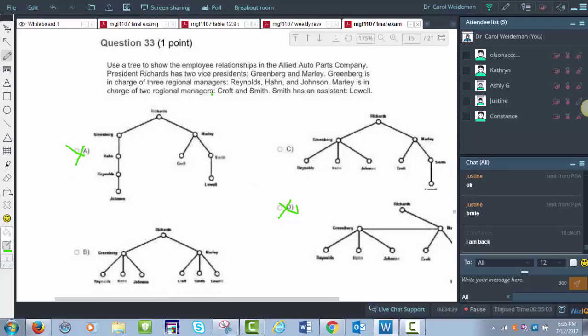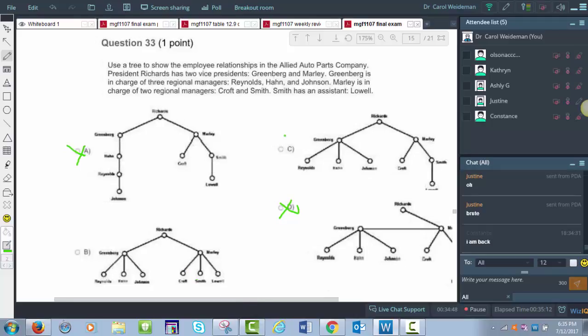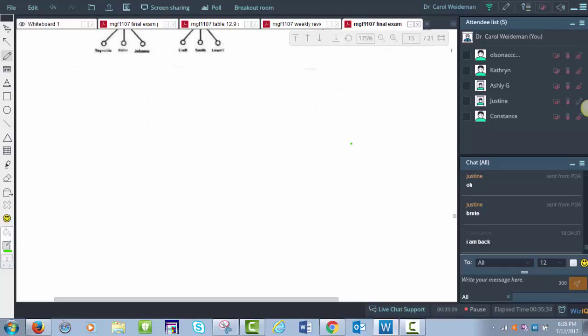Marley's in charge of 2 regional managers, Croft and Smith. That looks good. And then Smith has an assistant, Lowell. On this one, it looks like Lowell reports to Marley. This one over here shows that the assistant is going to Smith. So this is the correct graph right here. Those are kind of fun to do, I think.